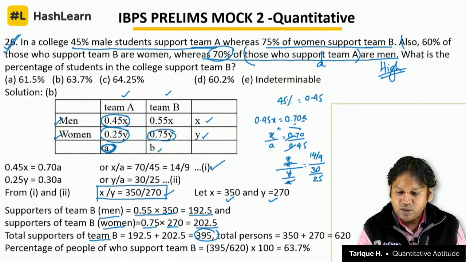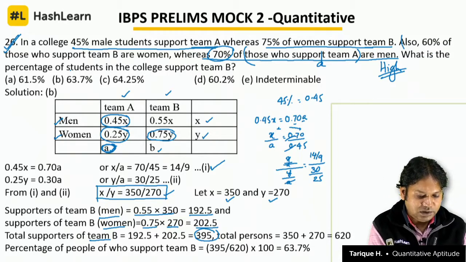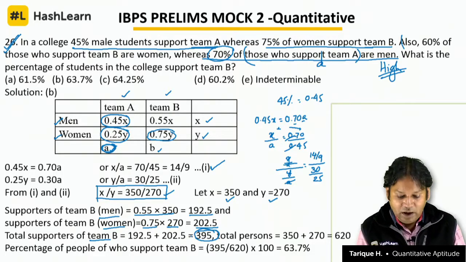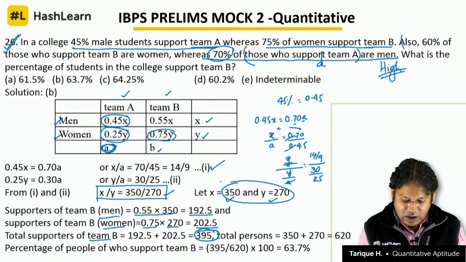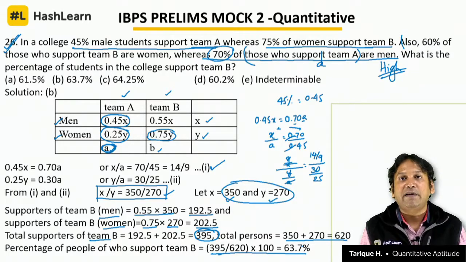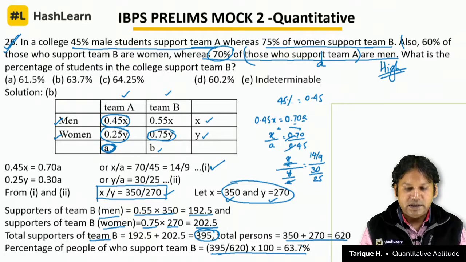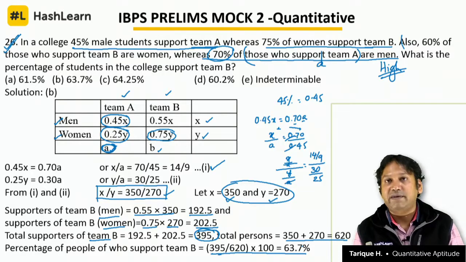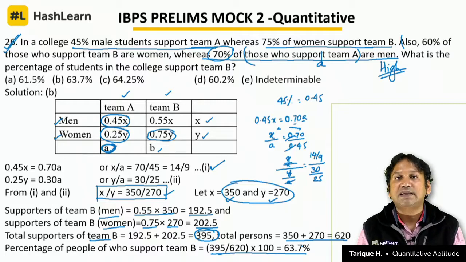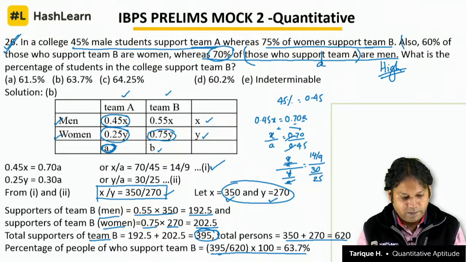The question is asking you what is the percentage of students in the college who support team B. How many students support team B? 395. How many students are there in the college? Now we have assumed X to be 350 and Y to be 270. So total students in the college equals 620. Dividing this, we get the answer 63.7%. Look at the question and the way you have to approach, plus the amount of calculation and equations we have to work out while solving, which is why we say this is a high difficulty question in the paper.